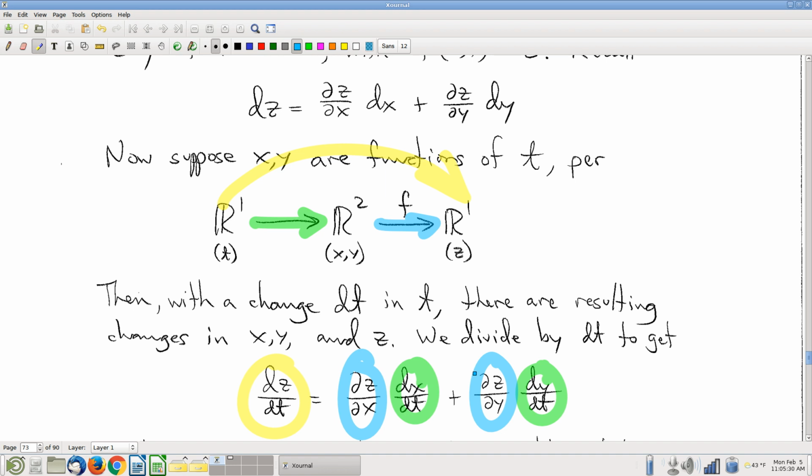This is a multivariable chain rule. This is our first version of the multivariable chain rule. It relates the derivative of a composition to the derivative of the individual functions that make up that composition, just like in single derivative calculus.